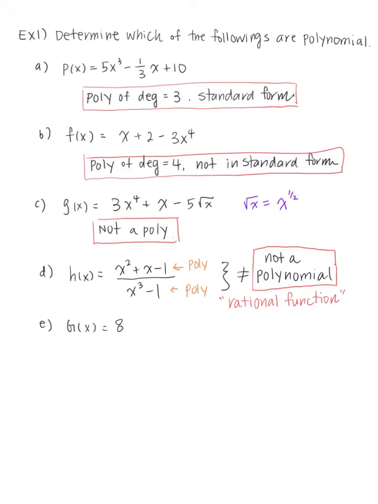G of x equals 8. Is this a polynomial? What do you think? I know this one's a little bit weird because we don't have that variable. However, it is in fact a polynomial because remember that the constant term was denoted by a sub 0. So here it is. This is nothing but a constant. So in fact, yes, this is a polynomial of degree 0. If the function equals a constant, it is always going to be a polynomial of degree 0.